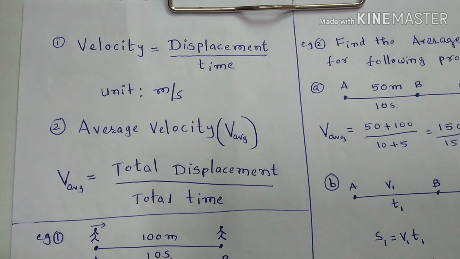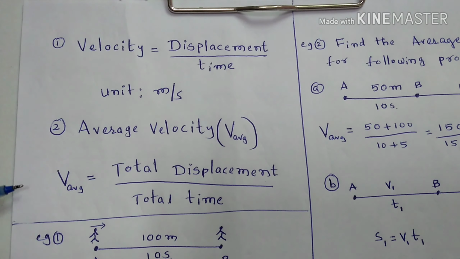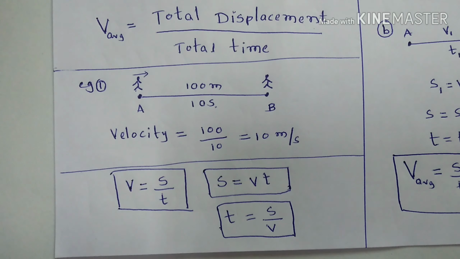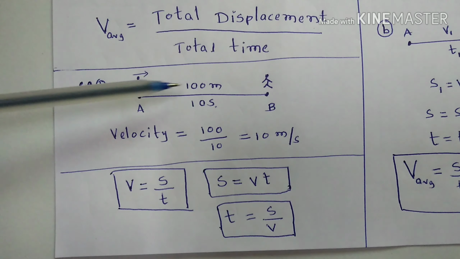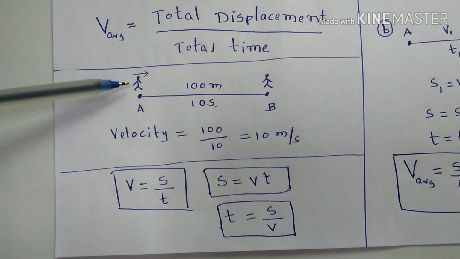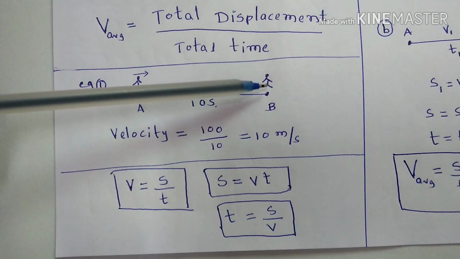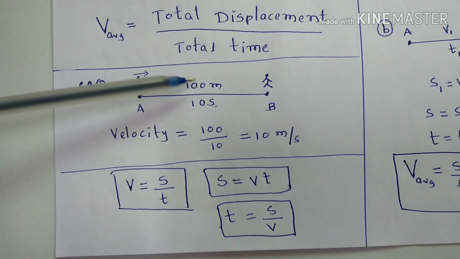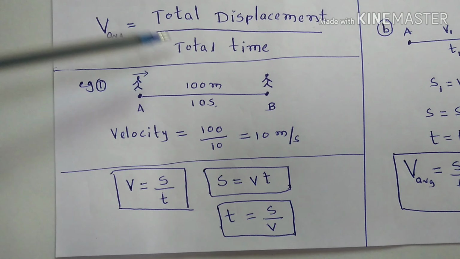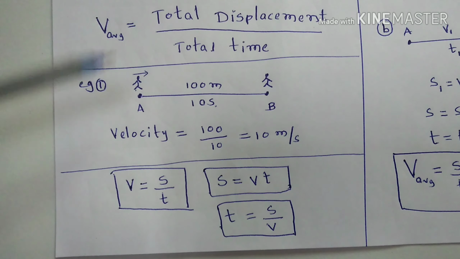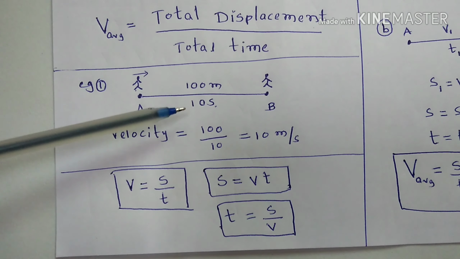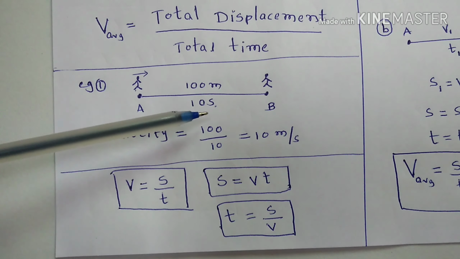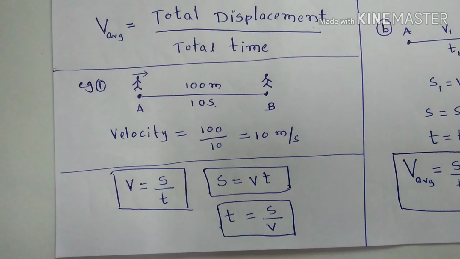Now I will give some examples of how to find velocity and average velocity. This is example 1. One person is traveling from A to B. You see, this person is traveling like this and he stopped at B. So he traveled a displacement of 100 meters in the time of 10 seconds. So velocity is equal to displacement by time. Simple. 100 by 10 is equal to 10 meter per second.